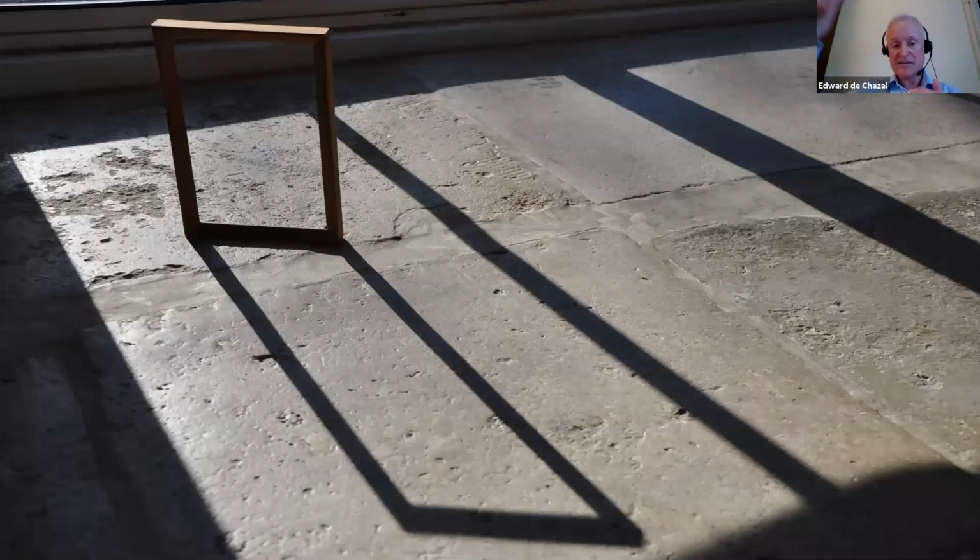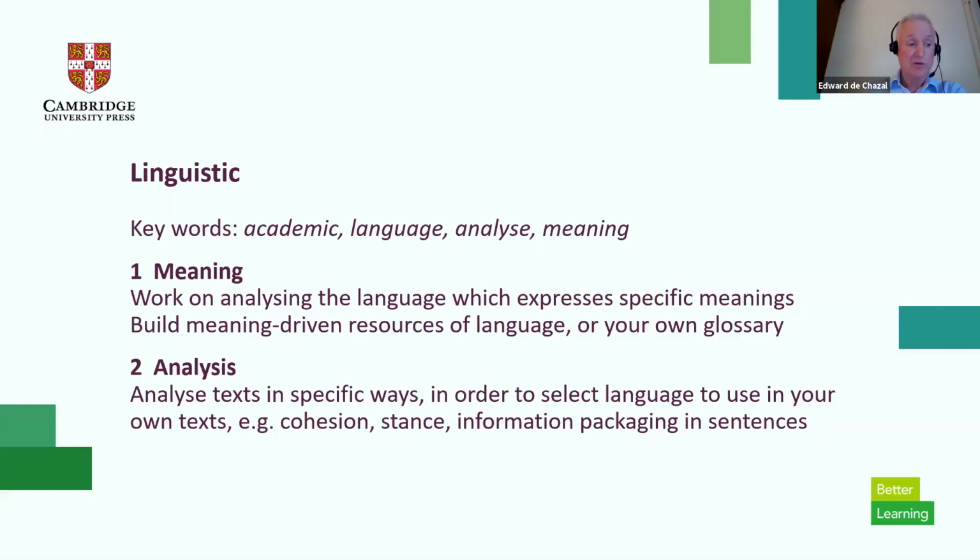Okay, so it's the text, its organization, people behind the text, and lastly, of course, language of the text. So linguistic, key points: academic language, analyze, and meaning. So work on analyzing the language which expresses specific meanings, such as causality, location, process, evaluation.